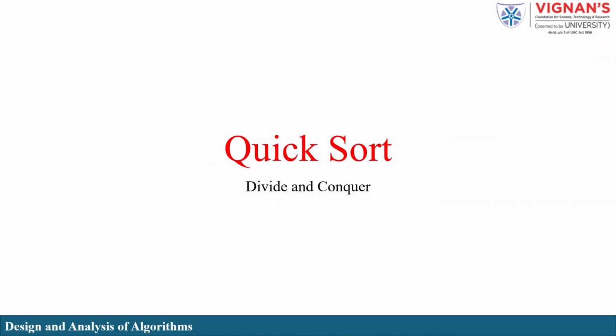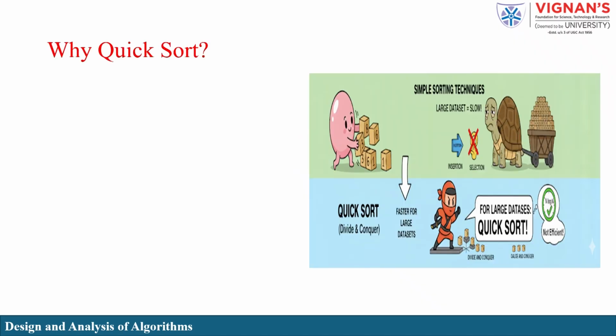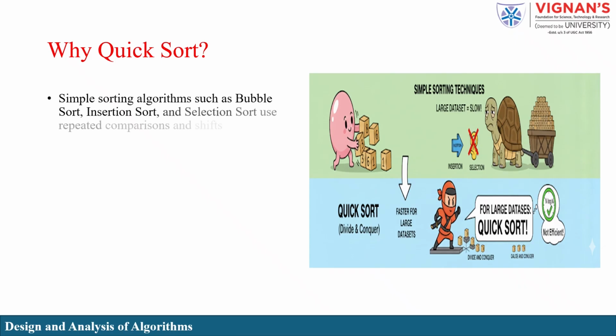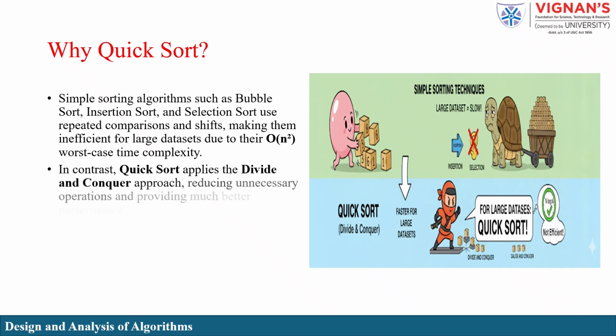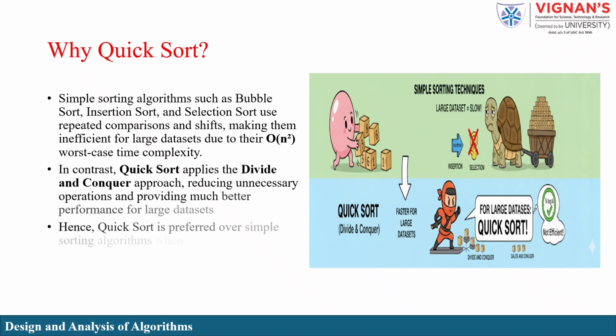Hello everyone. In this video, we will learn about Quicksort, a sorting algorithm that uses the divide and conquer approach. Simple sorting algorithms like bubble sort, insertion sort, and selection sort use repeated comparisons. Because of this, they have a worst-case time complexity of big O of n square, which makes them inefficient for large datasets. Quicksort uses the divide and conquer approach, which reduces unnecessary comparisons and provides much better performance. Hence, Quicksort is preferred when efficiency and scalability are required.